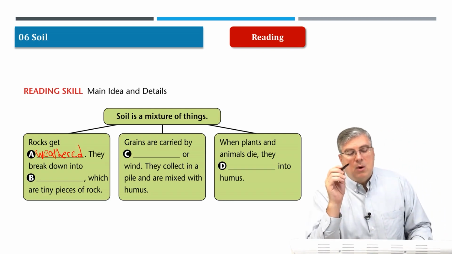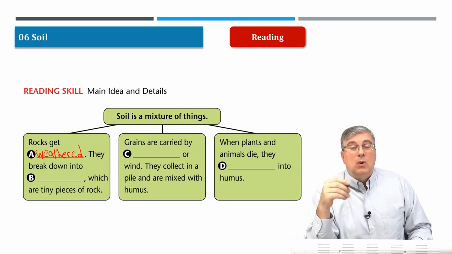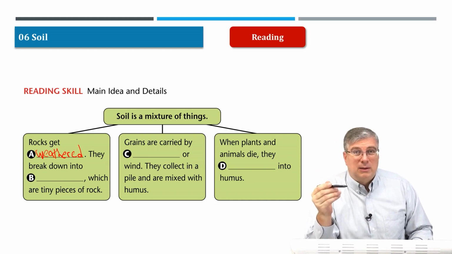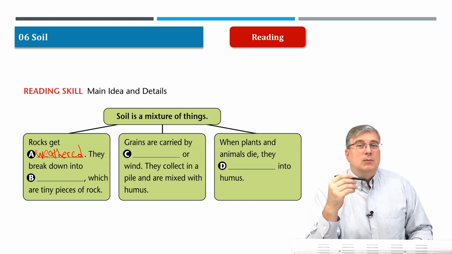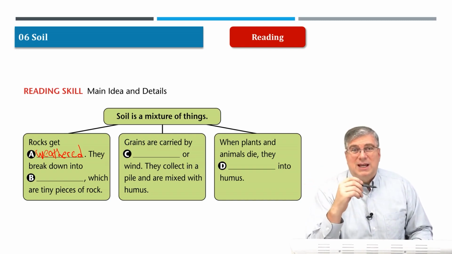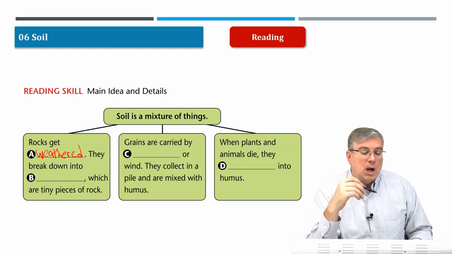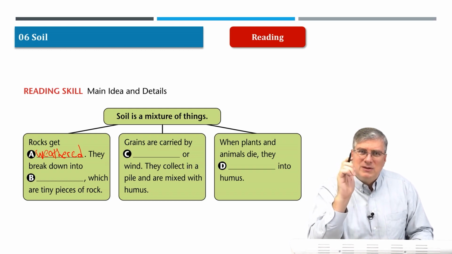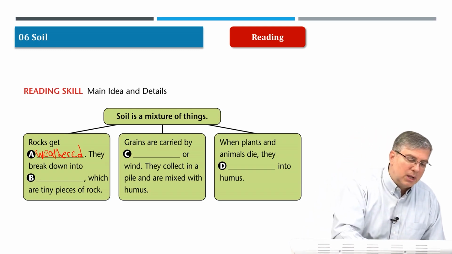So remember, you can think about weather as a noun, what is the weather like? Or you can think about weather as a verb, right? To weather something means to change because of usually the weather, but it could be an experience like I said before. So weathered, rocks get weathered. They break down into what? Small pieces. What are tiny pieces? We call those grains, remember.